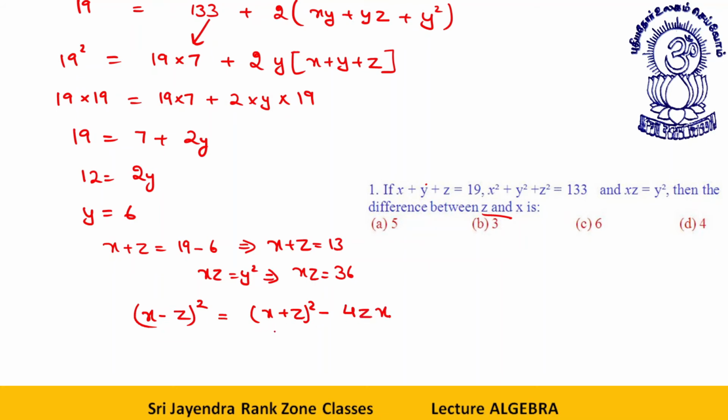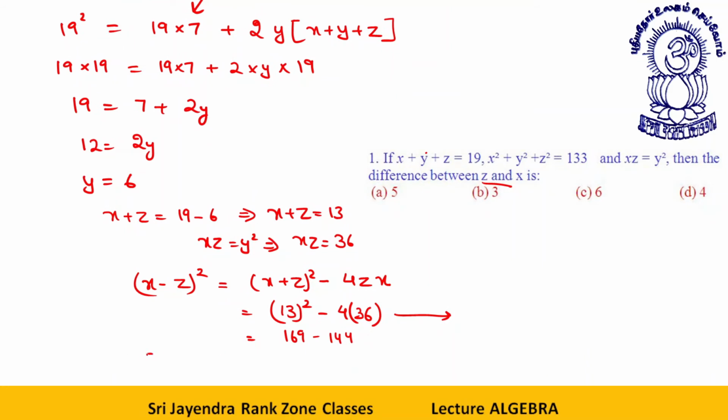How come the things are easy? Look, (x plus z) square will be what? x plus z is 13. 13 square minus 4 into 36. This is equal to 169 minus 144. This is equal to (x minus z) square is equal to 25, or I can say x minus z is equal to 5. You have got the value.